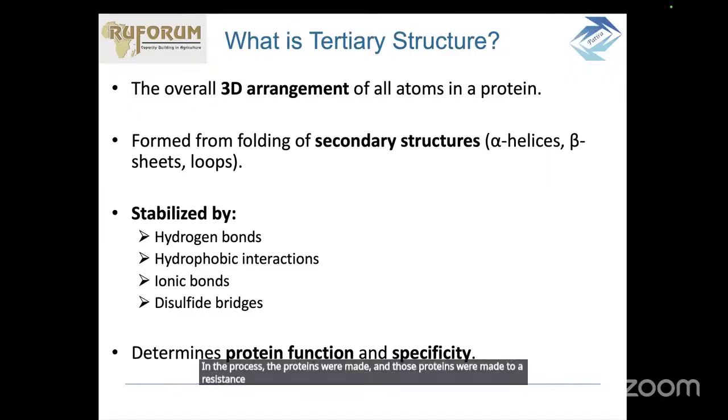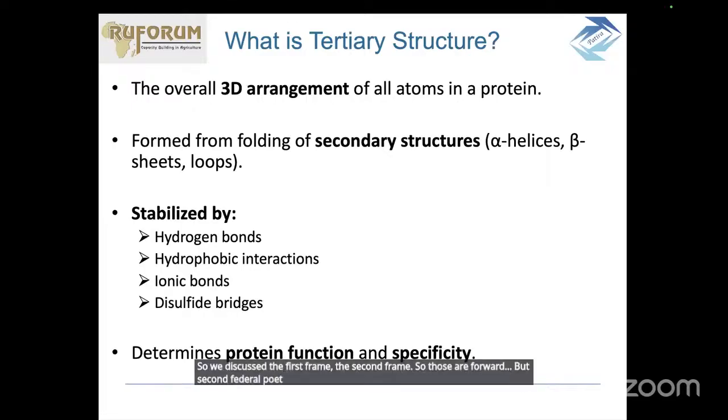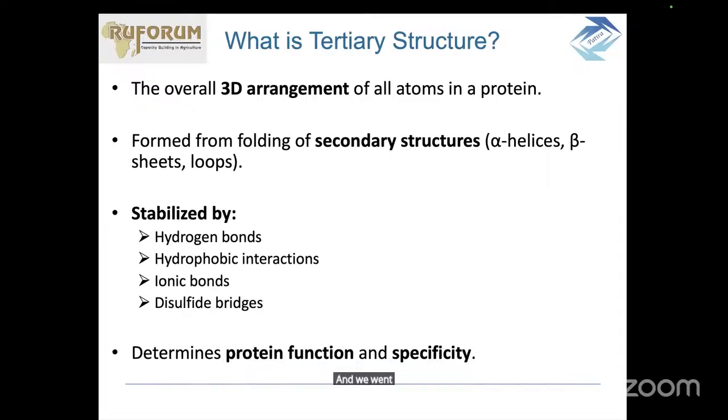the heat. Then after that, we talked about the frames, how you translate the 6 frames of DNA to proteins. So we discussed the first frame, the second frame. The first, second, and third are forward, and the reverse are 4, 5, and 6. And we went online and did activity 1.